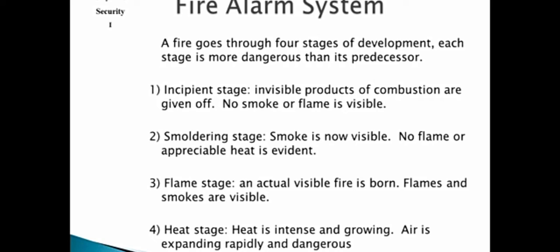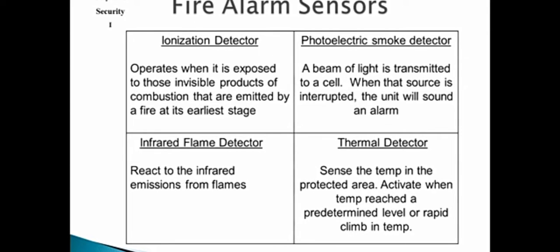Smoldering stage, smoke is now visible, but no flame or heat is evident. Flame stage, we have actual fire. Flames and smoke are visible. And then the heat stage. Heat is intense and growing. Now, we have several sensors we can talk about to address each one of those stages.